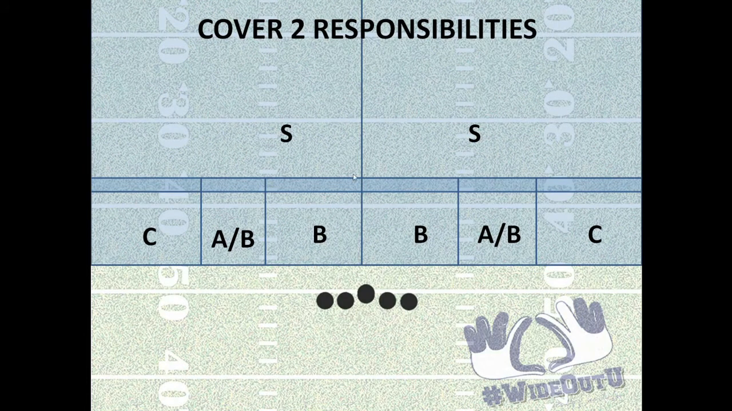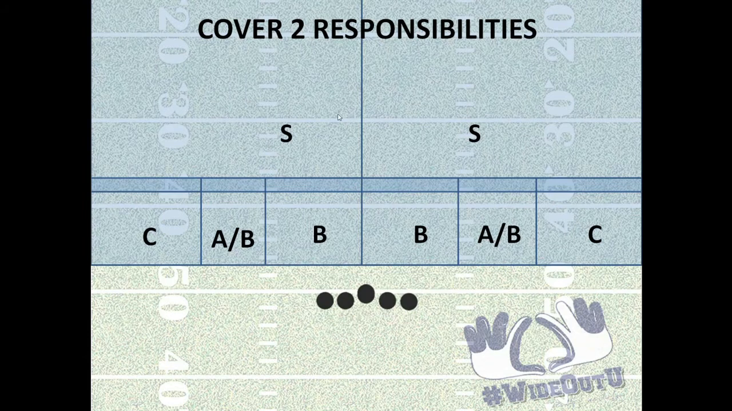The responsibility areas we talked about a little bit, but this is what it looks like. These safeties have the deep half on each side, and then the corners are going to have the flats. The alley defender or the backer, depending on what they are, is going to have the curls, and the backer should have the hooks underneath. And these can change. A backer could come and a D lineman can drop, but for the most part, these are the zones.